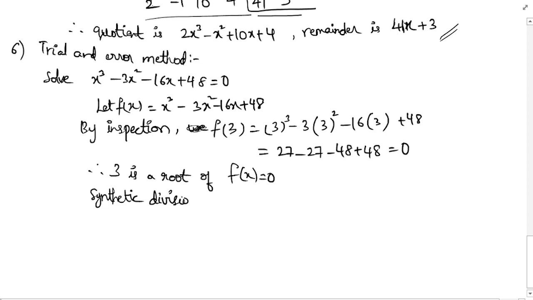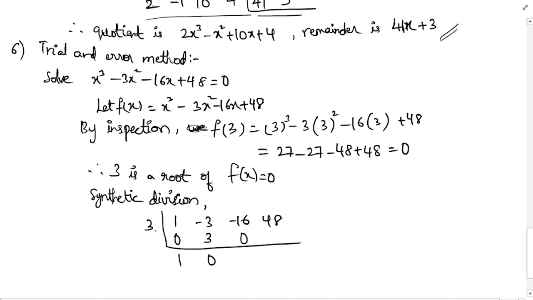Okay. Using synthetic division, first we'll write the coefficients, that is 1, minus 3, minus 16 and 48. Here this will be 0 and this is 3. So here it will be 1, and 3 ones are 3. So this is 0. 3 zeros are 0. So here it is minus 16. So 3 into minus 16 is minus 48. So this will be 0. So that means 0 is our remainder.